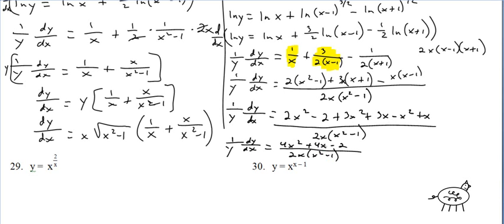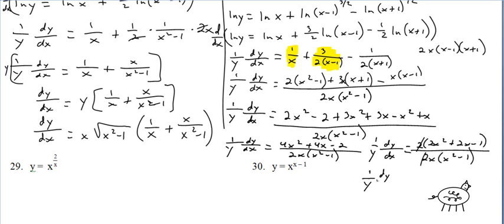Well, I can definitely take out a 2 on the top. So I get 1 over y dy dx. Crunching it in here, math fans. 2, and it's 2x squared plus 2x minus 1 all over 2x, x squared minus 1. 2's cancel, and I get 1 over y dy dx is equal to 2x squared plus 2x minus 1 over x times x squared minus 1.